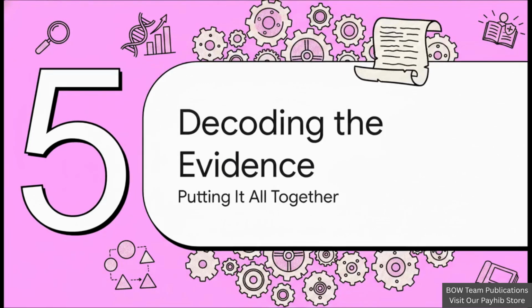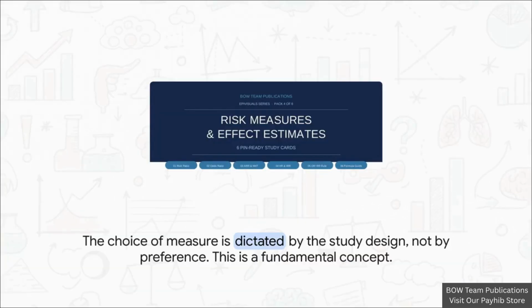Okay, so let's pull everything together now. We're going to create a kind of master blueprint so you know exactly how to interpret any study that comes your way. All right, here's maybe the most important rule of all. The design of the study tells you which tool you have to use. You don't just get to pick your favorite. So if you're starting with the outcome and looking backward, that's a case control study, you're stuck with the odds ratio. But if you're following people forward in time in a cohort study, then you get to calculate a true risk ratio. And believe me, using the wrong tool for the job, that's a huge fundamental mistake.